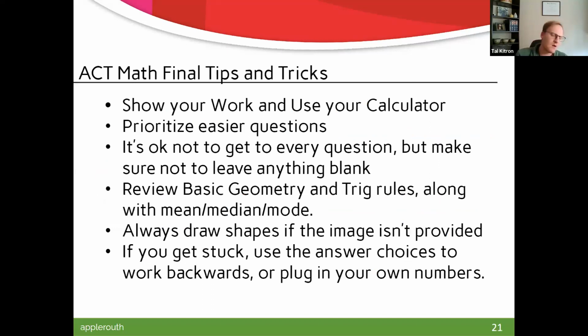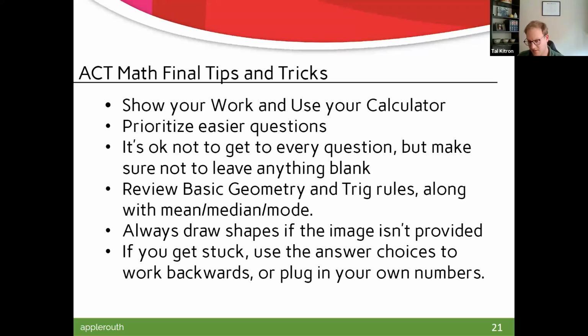Last bit of information on math. So again, show your work. Don't do mental math. Use your calculator. Prioritize easier questions, even if it means jumping around a little bit. And it's fine if you don't get to everything, but don't leave anything blank. I would say if you're taking the test this Saturday and felt like totally lost with some of the geometry and trig, just go back and look at really basic stuff. Area of a triangle, circumference versus area of a circle, like nothing too major. If they don't give you a picture, you should draw it.